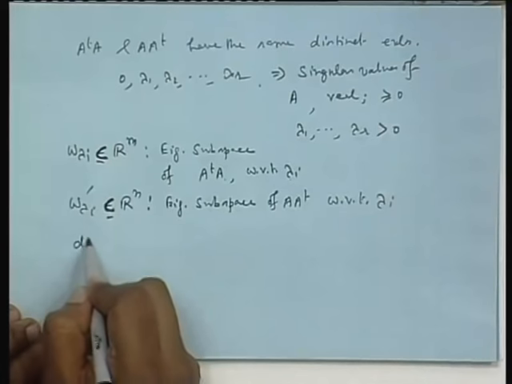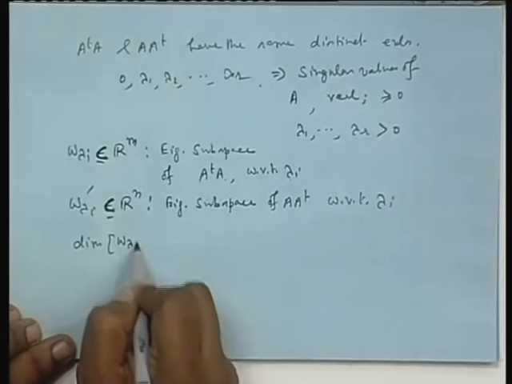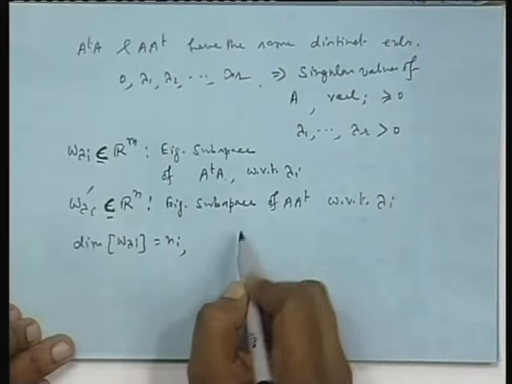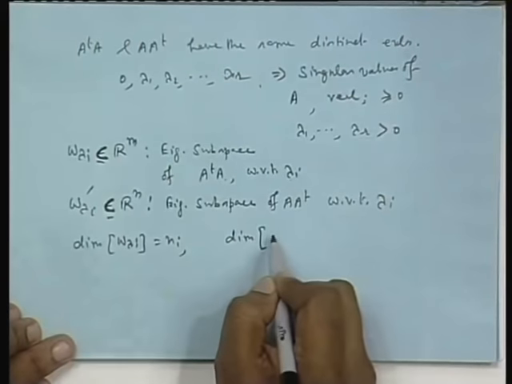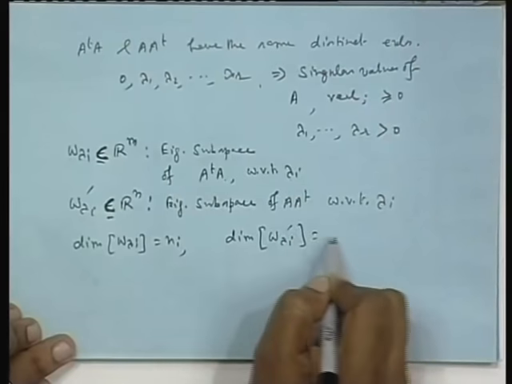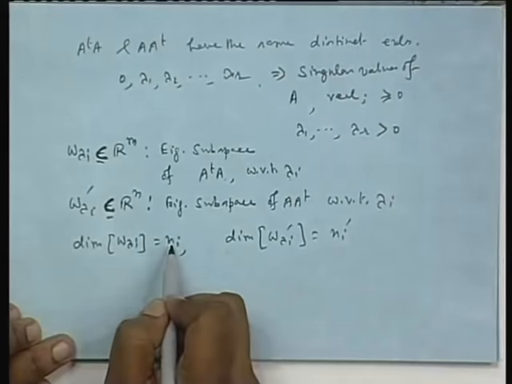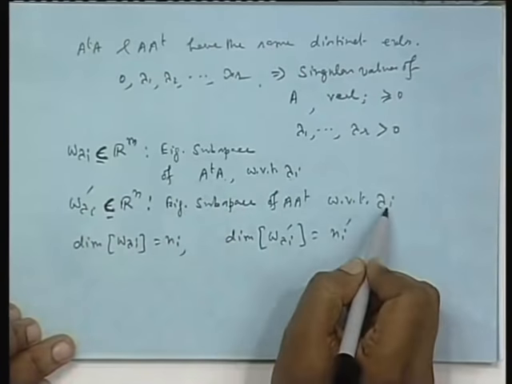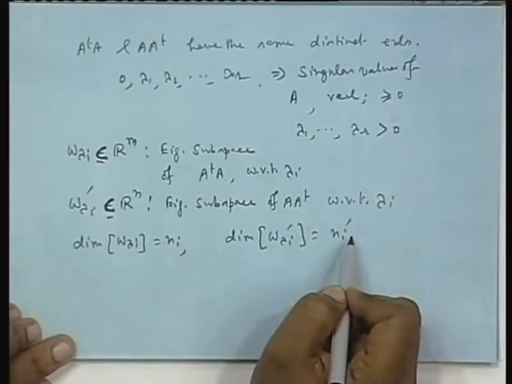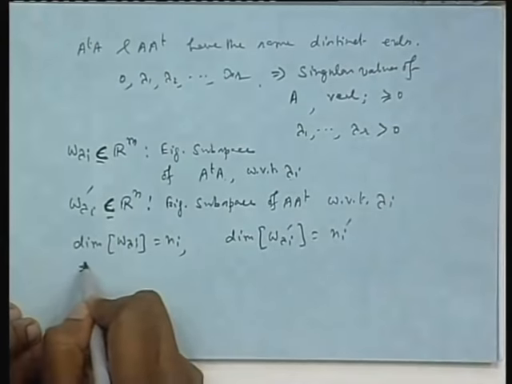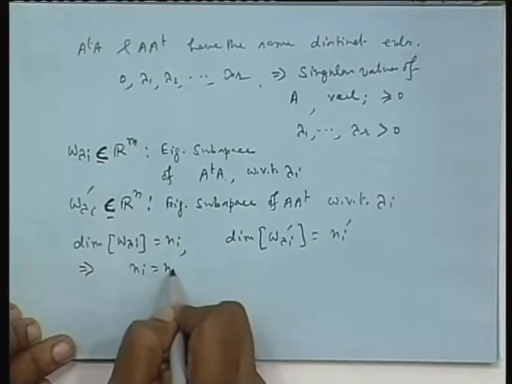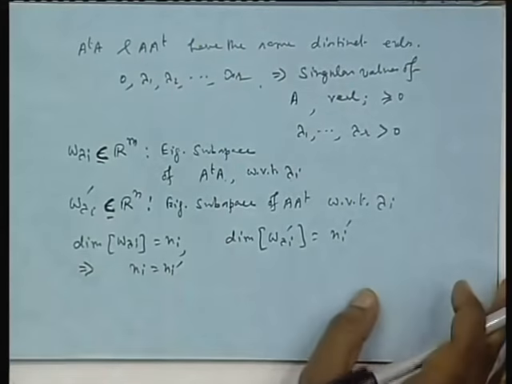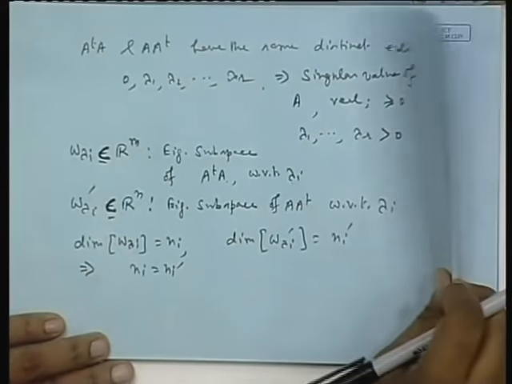If the dimension of W lambda I is say n I, and the dimension of W lambda I prime is say n I prime, that is, the multiplicity of lambda I in A transpose A is n I, and the multiplicity of lambda in the A A transpose matrix is n I prime, then we prove that n I and n I prime are the same. So, the two multiplicities are the same, we prove. It is not difficult.